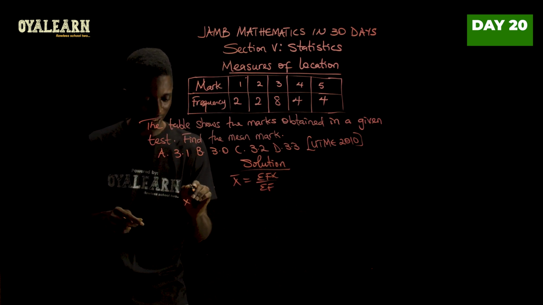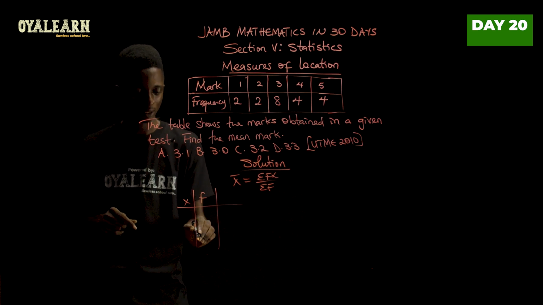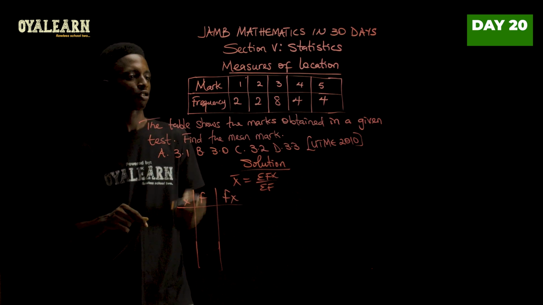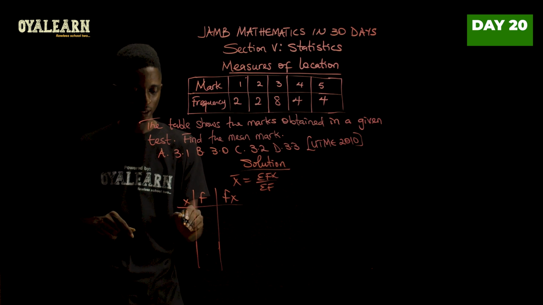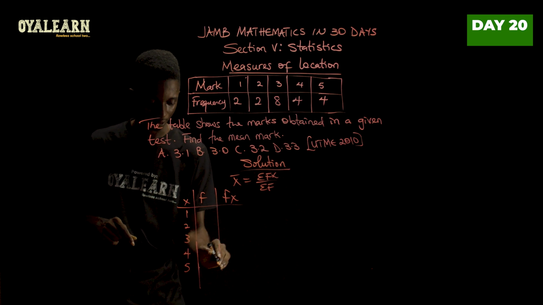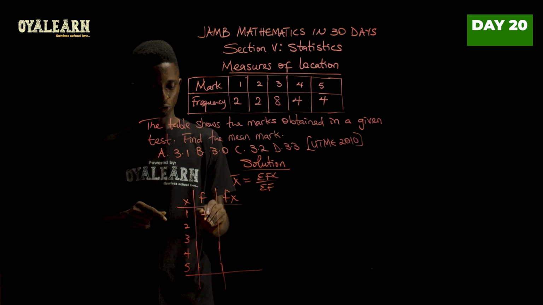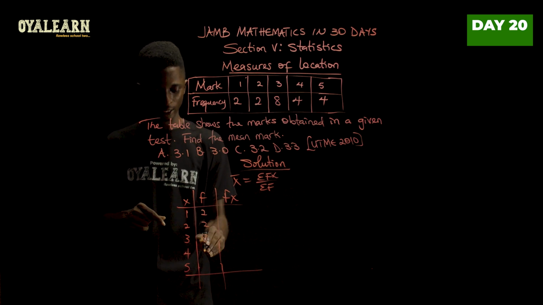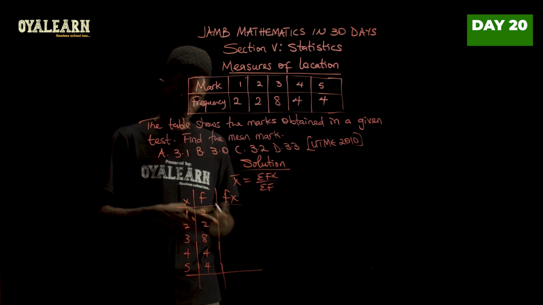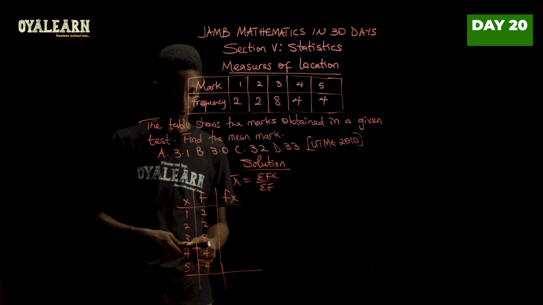So we're going to be having x, then f being the frequency, and then we would need fx. So starting with x, we have 1, 2, 3, 4, and 5. Now frequency, we have 2, 2, 8, 4, 4. Now let's add this up. So 4 plus 4 is 8. 8 plus 2, that's 10. 10 plus 2 again, that's 12. So we have 20.